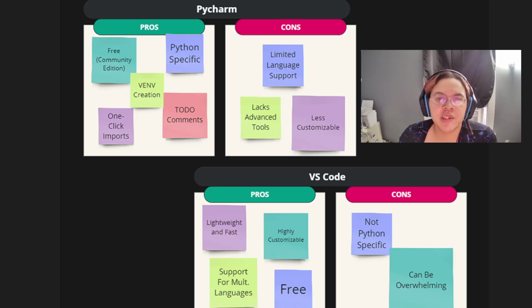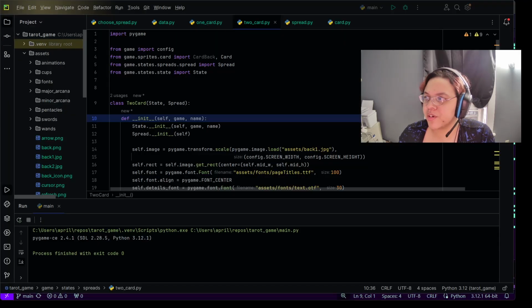And the other con that I listed for VS Code is that it can be overwhelming for beginners. The vast array of extensions and customization options can be overwhelming if you're just starting out. It might take some time to get everything set up the way you want, and you might just want to jump right into the code instead of having to worry about all that. So let's look into that a little bit further.